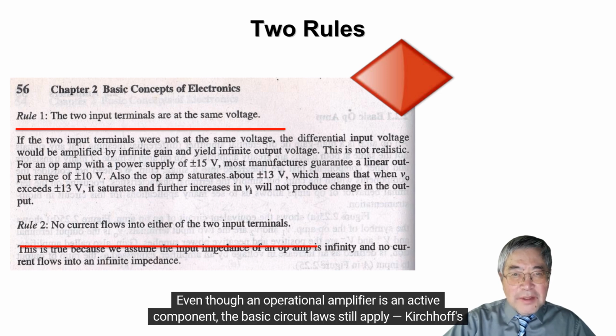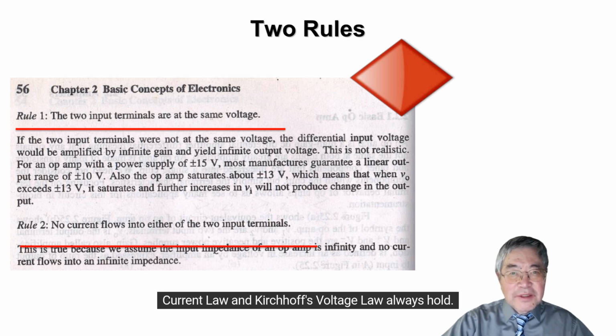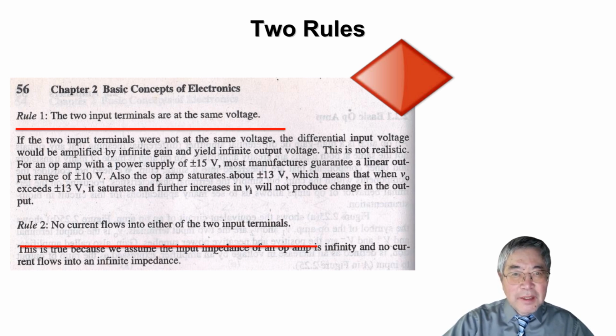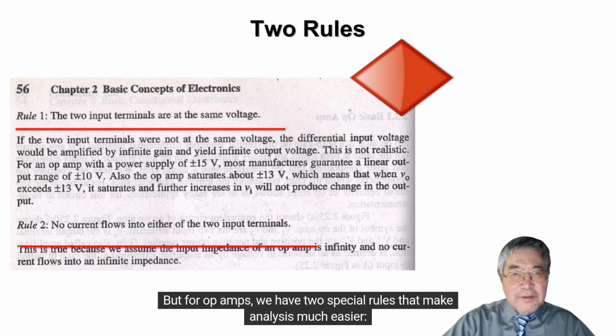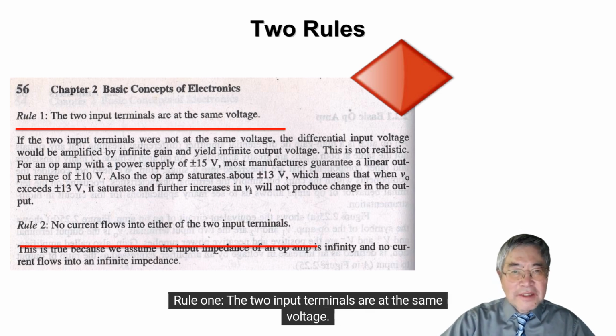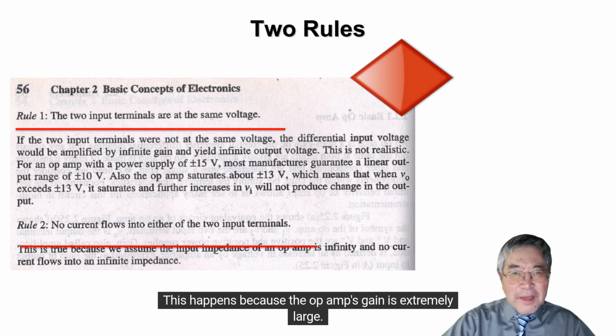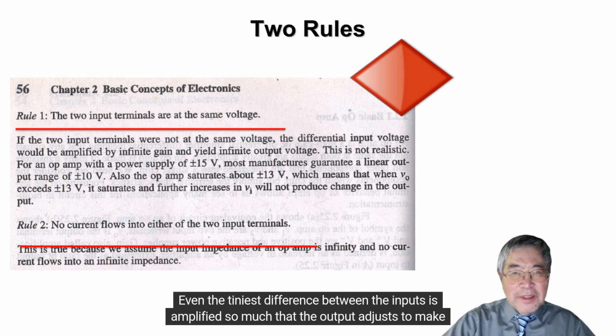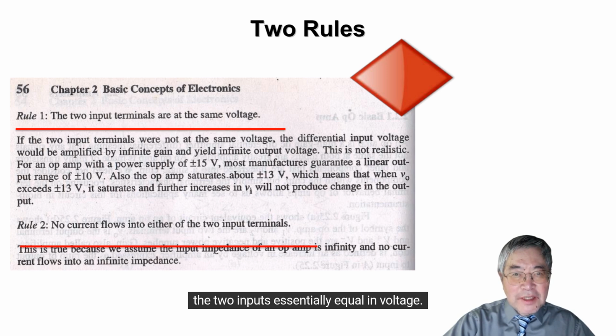Even though an operational amplifier is an active component, the basic circuit laws still apply. Kirchhoff's current law and Kirchhoff's voltage law always hold. But for op-amps, we have two special rules that make analysis much easier. Rule 1, the two input terminals are at the same voltage. This happens because the op-amp's gain is extremely large. Even the tiniest difference between the inputs is amplified so much that the output adjusts to make the two inputs essentially equal in voltage. Rule 2, no current flows into either input terminal.